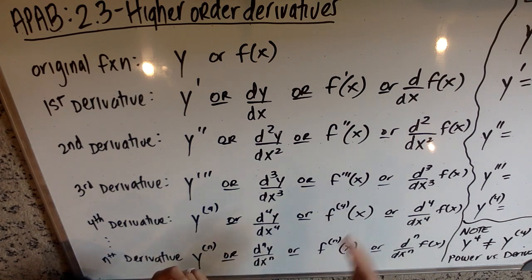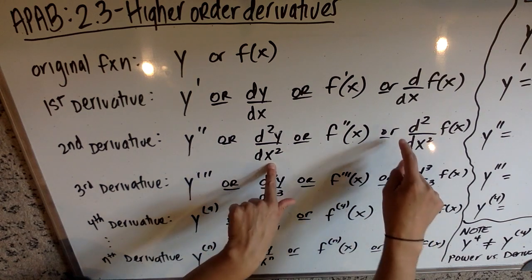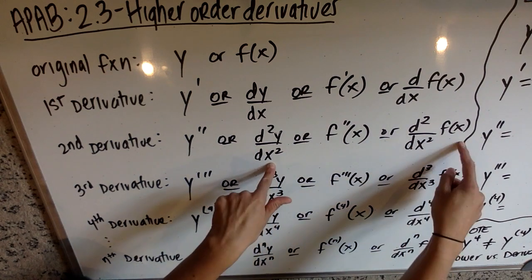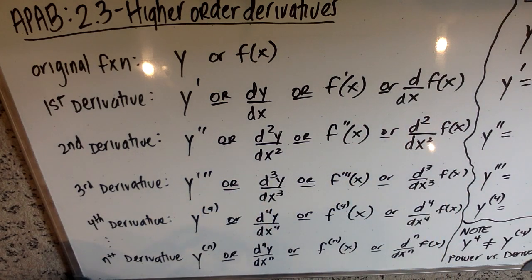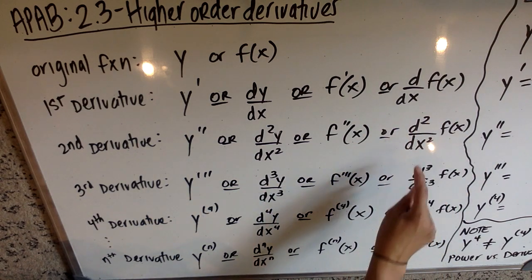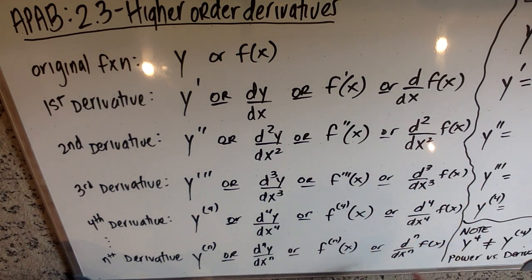The last column is basically the same as this d squared y dx squared, except it's d squared dx squared of f of x. It's the same notation. Again, if you can remember that d dx is essentially the action of taking the derivative, this is saying take the derivative twice of this f of x, and then 3 times, 4 times, n times.